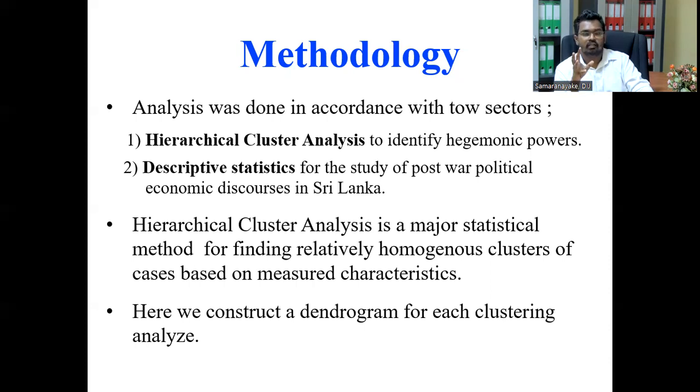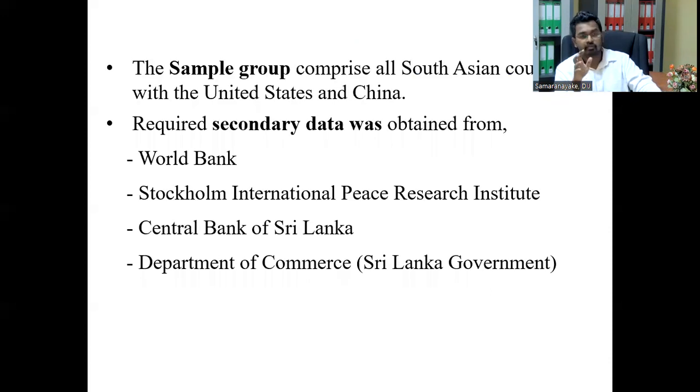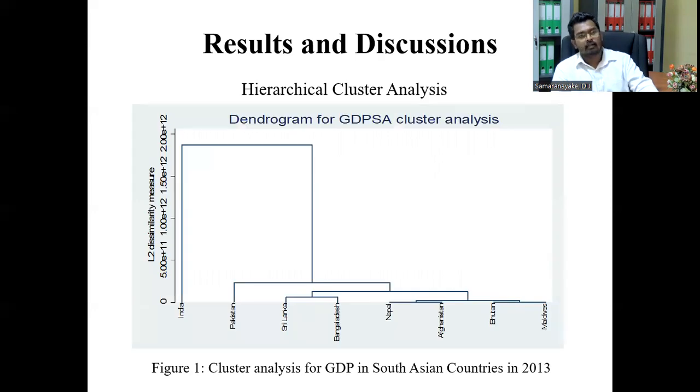So now, when it comes to the sample, we use all South Asian countries for this analysis, plus China and the US. Our key focus is Sri Lanka, but we are also studying one of our objectives, which is to distinguish hegemonic and periphery countries. So we use South Asian countries, with China and the US also there, and we used some sources to collect secondary data, and then analysis. This is what we call hierarchical cluster analysis, dendrograms.